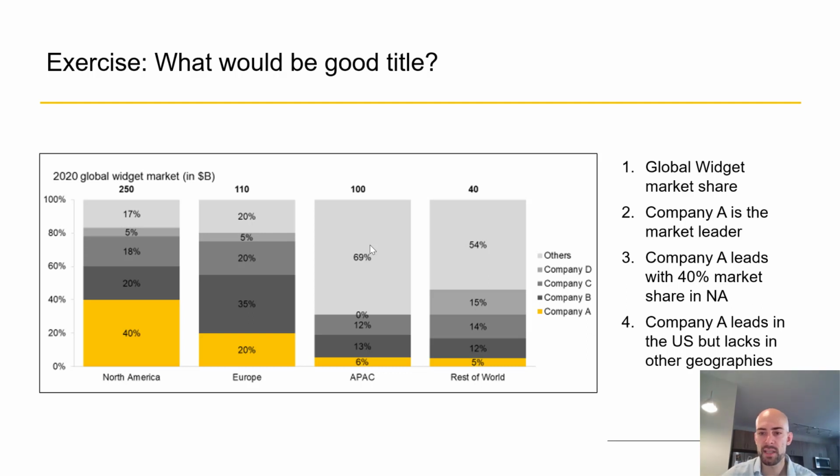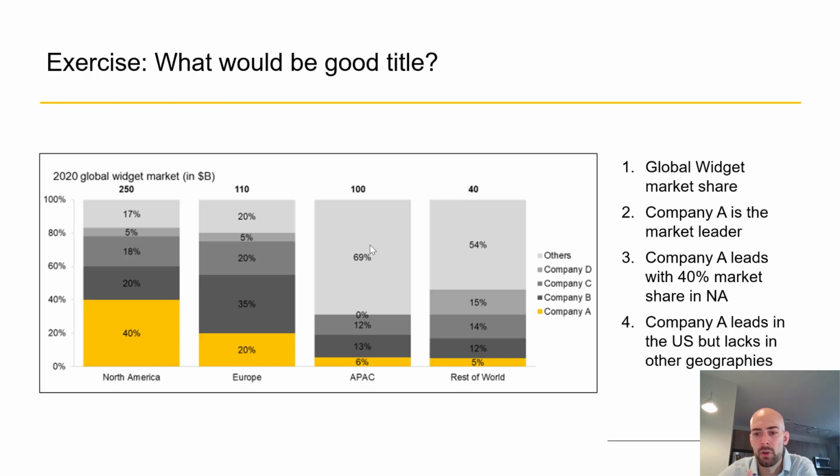Another fairly decent title would be number 4, Company A leads in the US but lacks in other geographies. Here we're comparing different regions, while number 3 only focuses on the North America market. And this is an important point. There isn't necessarily one perfect action title. There are a lot of different options possible here, depending on what you want to highlight. Do you want to focus more on the North America market, which is a bigger market overall? It might be our home market. Or do you want to highlight more non-US, more Europe or APAC?